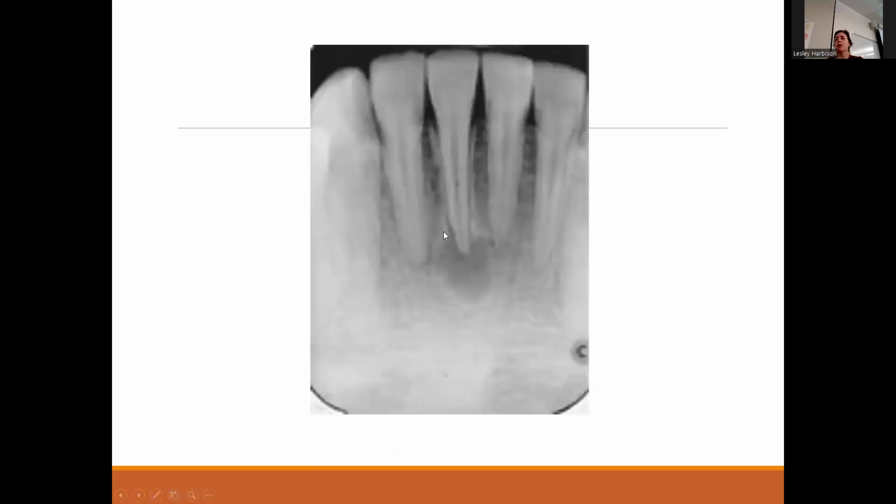Just another image of a periapical abscess. Is anybody having trouble visualizing the abscesses at all? You don't have to say it out loud if you don't want to, but I feel like this is a little easier to identify than incipient caries. Yeah.